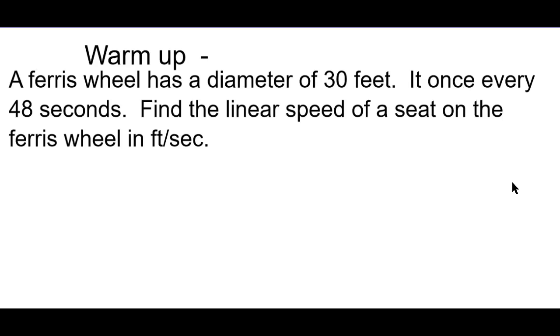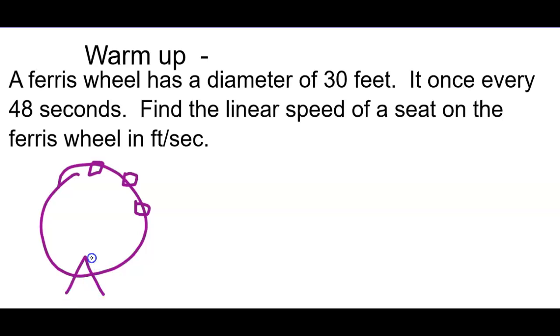But first I have a warm-up question. I'm a little leery that you're struggling with this idea. It says a Ferris wheel has a diameter of 30 feet. So Ferris wheel, you know, your little seats are all the way around here. Okay, get on the Ferris wheel. The diameter is 30 feet. For angular linear velocity questions, we always need the radius, so that would be 15 feet.